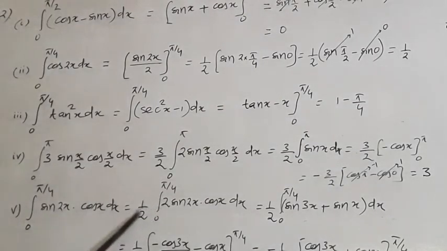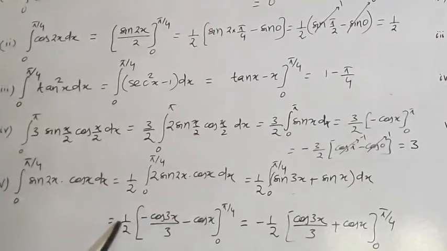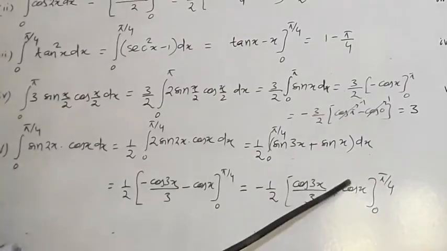Now 0 to pi by 4 sin 2x cos x dx, 1 by 2. Multiply 2 and divide 2. So 1 by 2, 2 sin a cos b, and the value of 2 sin a cos b is sin a plus b plus sin a minus b, that means sin 2x plus x, sin 3x, plus sin 2x minus x, that is sin x. Then integration of sin 3x is minus cos 3x by 3, and integration of sin x is minus cos x. Okay, then 1 by 2, minus is taken outside, cos 3x by 3 plus cos x.